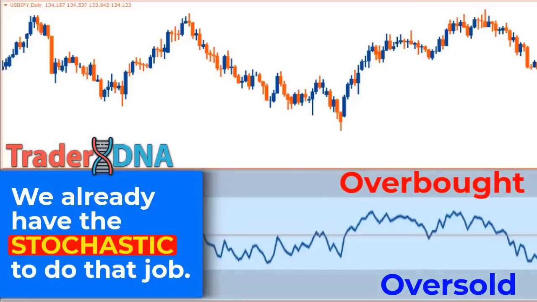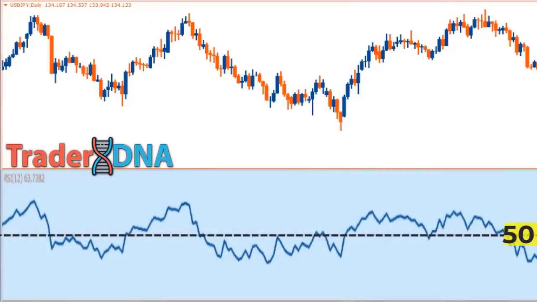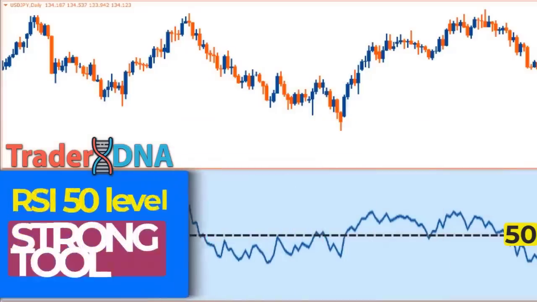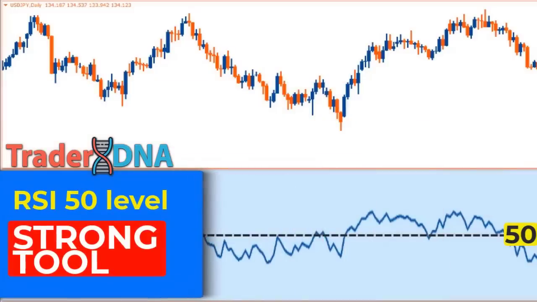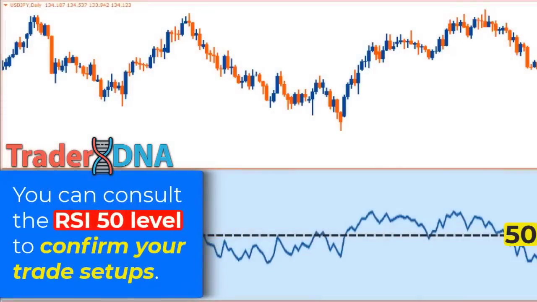And to do that, first we need to go to the indicator settings and change both of these levels to 50. The importance of RSI 50 level to confirm the trade setups. RSI 50 level can be used as a strong tool to confirm the different kinds of trade setups from any trading system. Whether you use the candlestick patterns, support and resistance breakout, or any other trading system, you can consult the RSI 50 level to confirm your trade setups. Let me show you some examples.